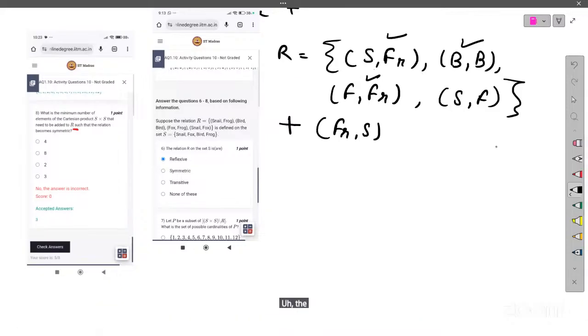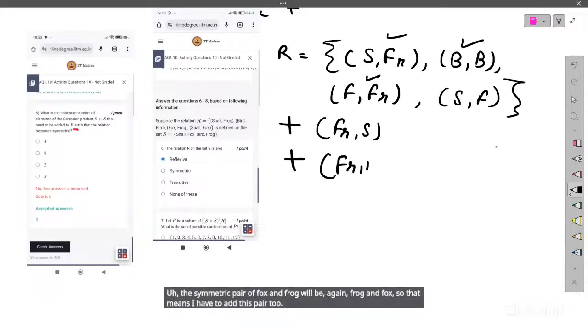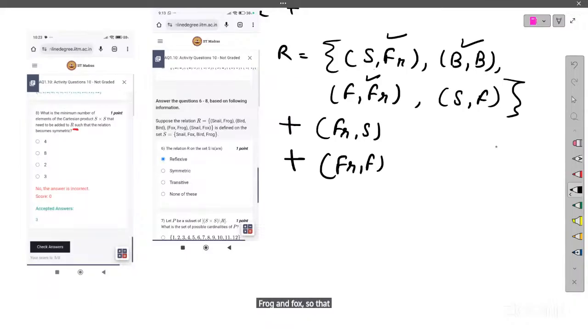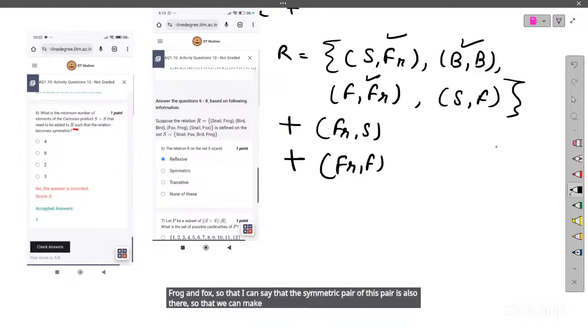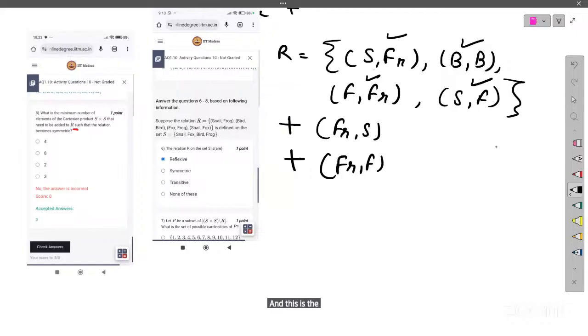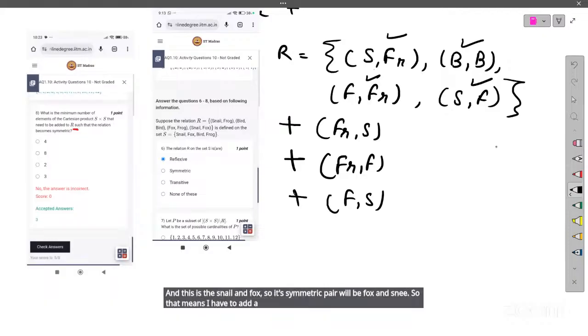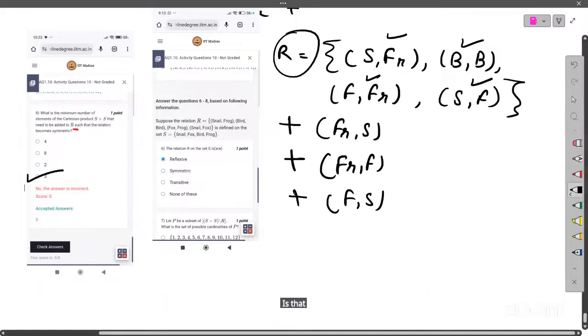The symmetric pair of fox and frog will be frog and fox, so I have to add that pair, so that we can make the relation symmetric. And for snail and fox, the symmetric pair will be fox and snail. So I have to add 3 more pairs to make this relation symmetric. The answer will be 3. Is that okay, Amit? Yes, ma'am. Okay, fine.